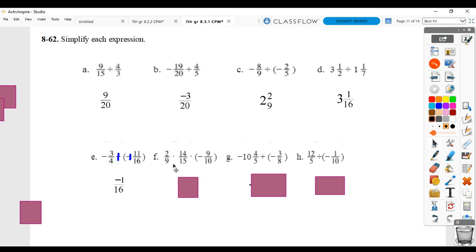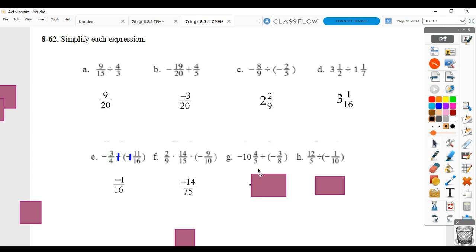For F, remember that when you want to simplify before you multiply, you can take any numerator with any denominator. In other words, the 9 from this numerator can simplify with the 9 from this denominator. The 14 and 10 could divide by 2, but you also could have done the 2 and the 10 to divide by 2. Final answer for all of that is -14/75.